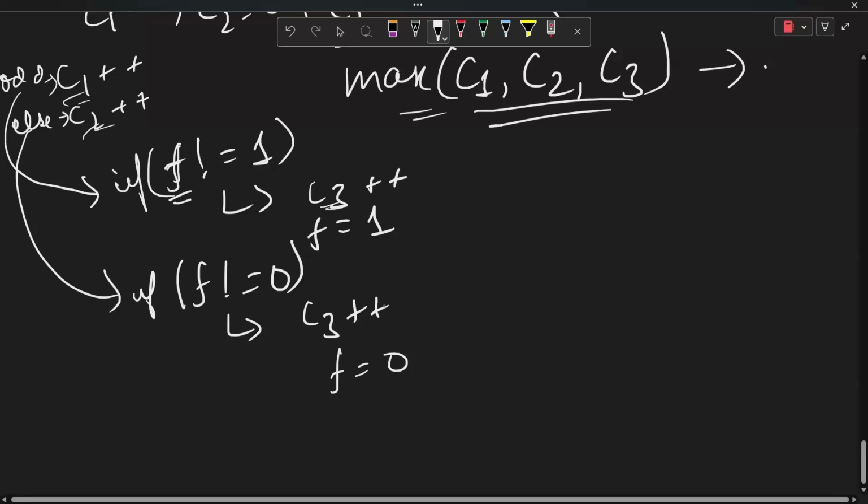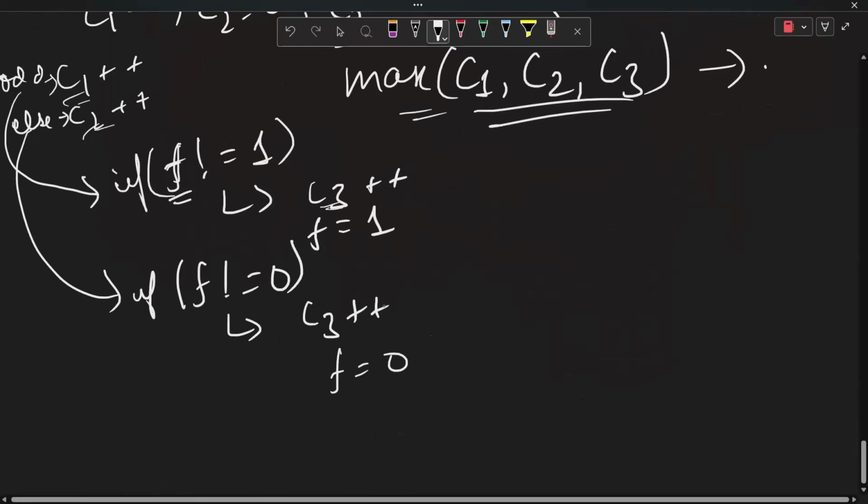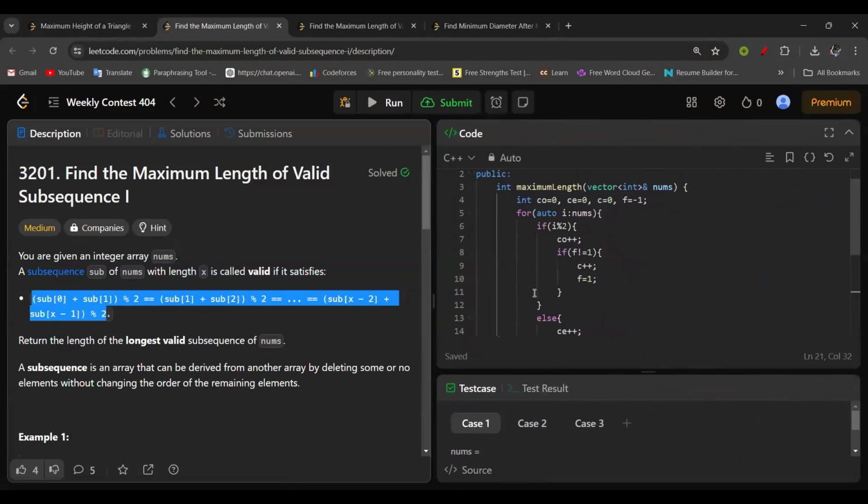Okay, so I hope you have understood the logic of the problem and how we are going to write the code. I've explained the pseudocode. Now let's look at the complete code of what we are doing here. My CO is the count of odd, which was C1 in my explanation. My CE is the count of even, which was C2 in my explanation. And my C is just the C3 in my explanation, the count of alternate, if you pick alternate numbers, one odd, one even. So these are my three variables.